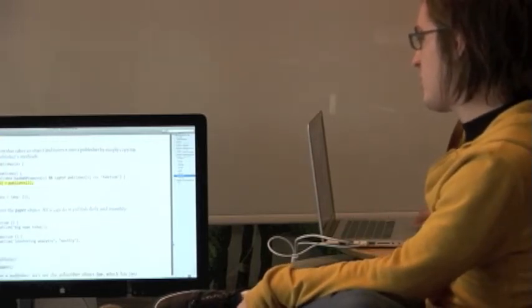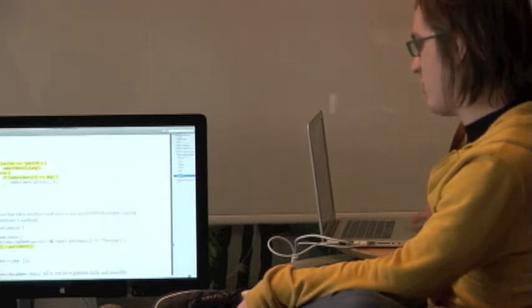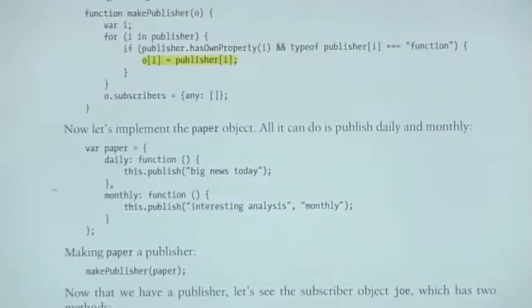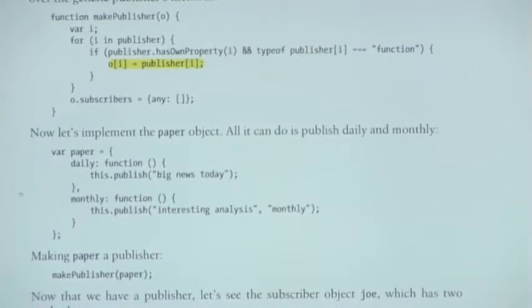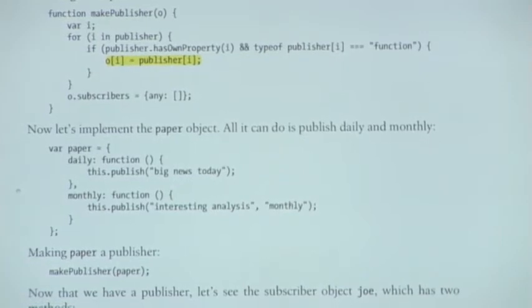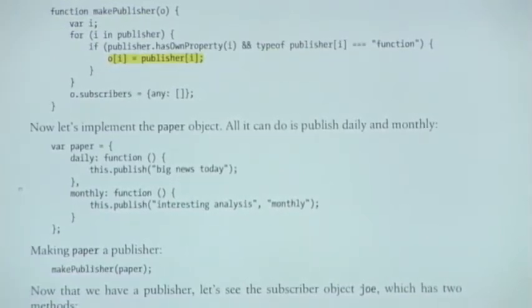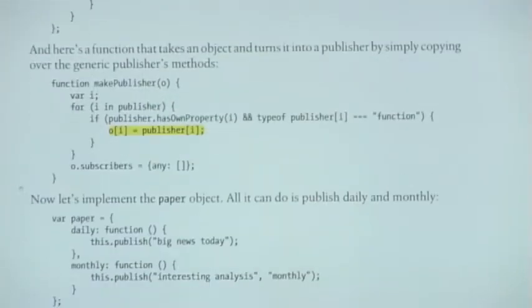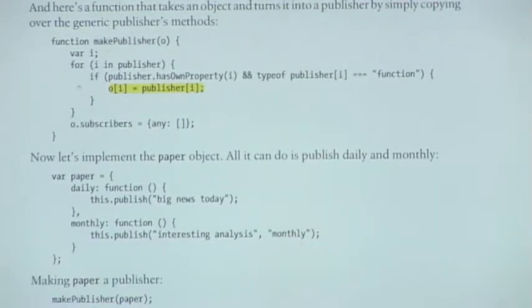This part's kind of interesting. Right after that code block of confusingness, this make publisher function basically just walks through an object and attaches all of the publisher's methods onto that object. One downside of the way he's doing this is he's not checking to see if those methods exist already, so you could potentially overwrite. In his example, he has a paper object with daily and monthly attributes that are functions. But say he had an object that already had a visit subscribers attribute, that would be overwritten with the way this make publisher method is written.